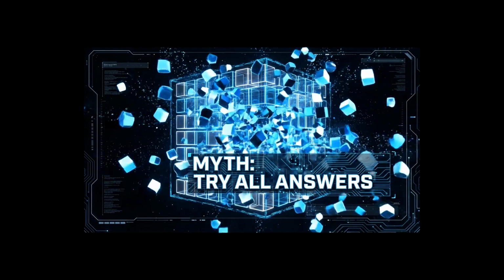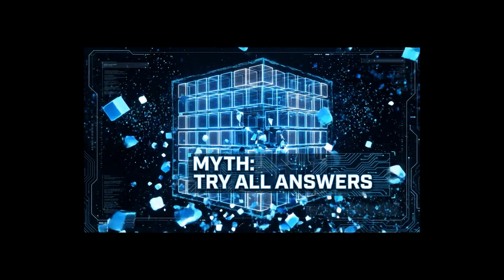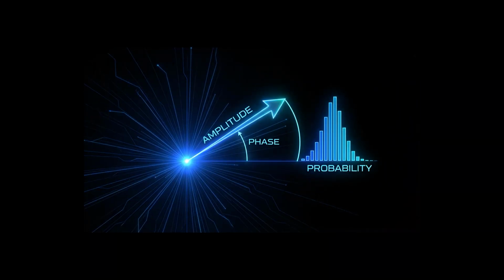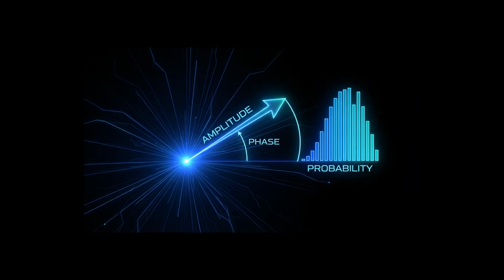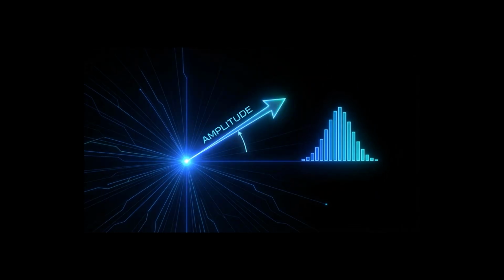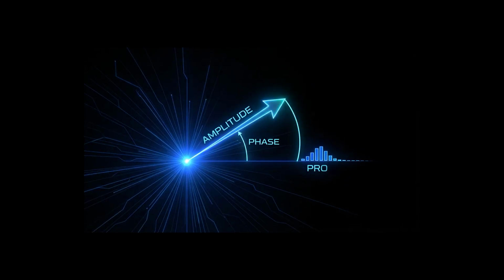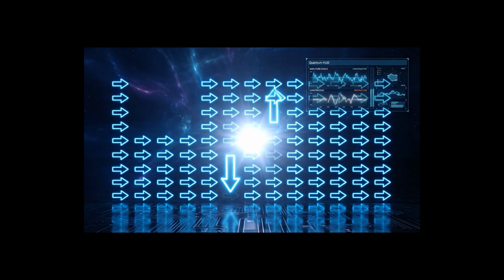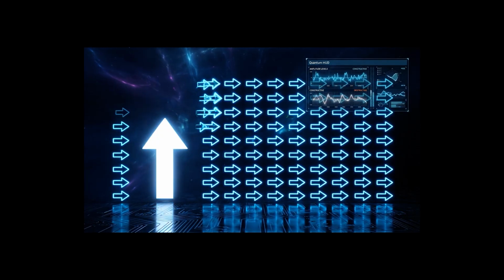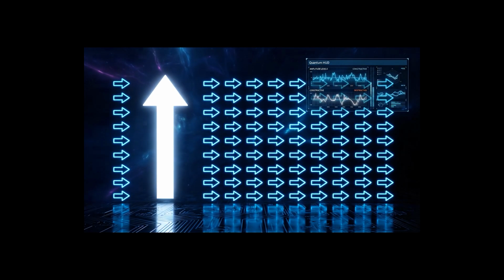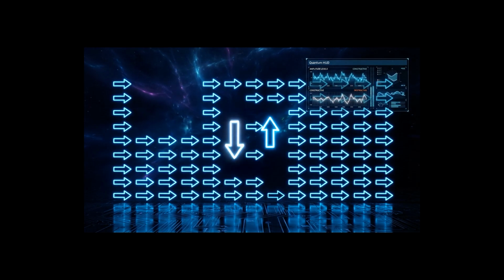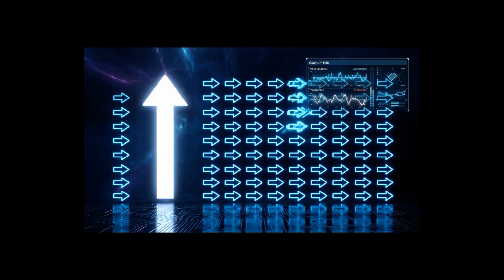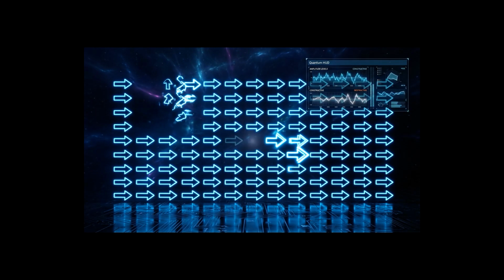Think of each possible answer not as a light that's on or off, but as an arrow. This arrow has a length, its amplitude, and a direction, its phase. To get the probability of seeing an answer, you square its amplitude. And because they are arrows, they can interfere. Arrows pointing in the same direction add up, reinforcing each other. This is constructive interference. Arrows pointing in opposite directions cancel out. This is destructive interference. Quantum computing is a game of controlling this cancellation.